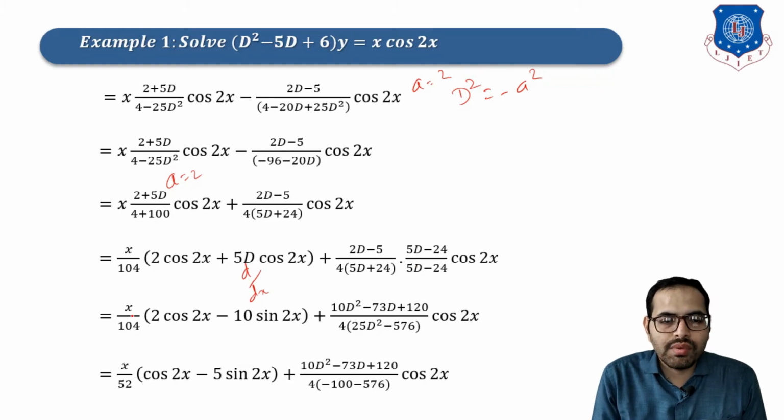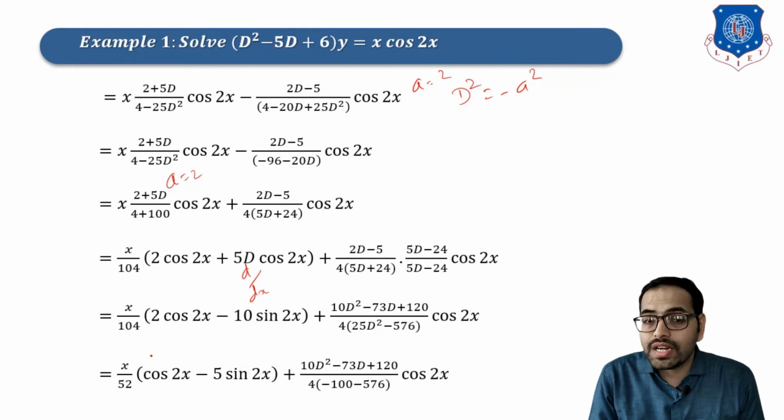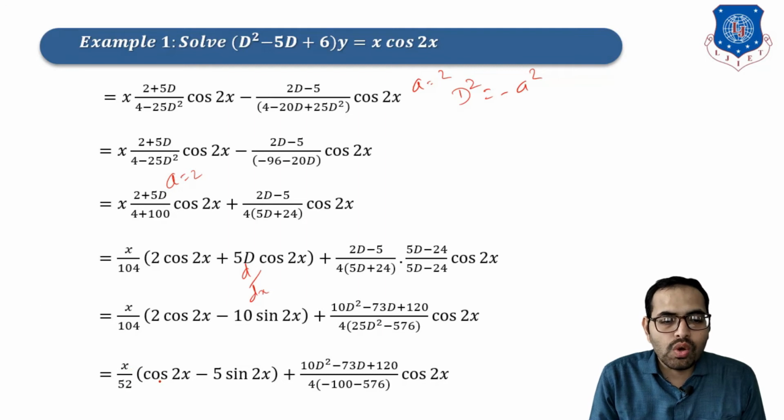See, in the first term, x by 104 is kept as it is, twice cos 2x plus 5 times the derivative of cos, that is minus sin 2x, into 2. 5 twos are 10, so it becomes minus 10 sin 2x. Now 2 will be common out from the first term and we simplify it. Then it becomes x by 52 into cos 2x minus 5 sin 2x.